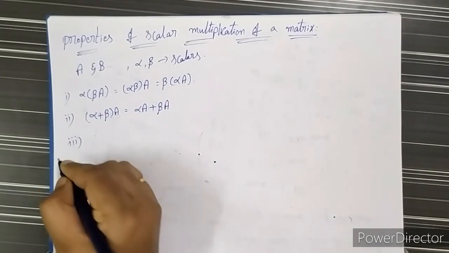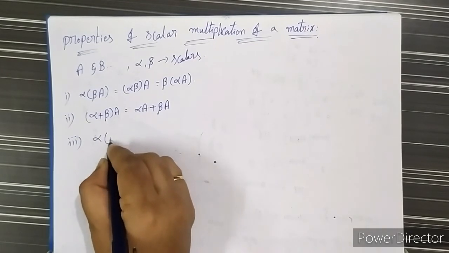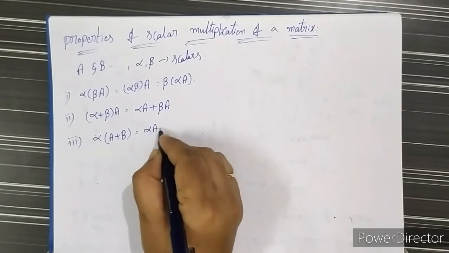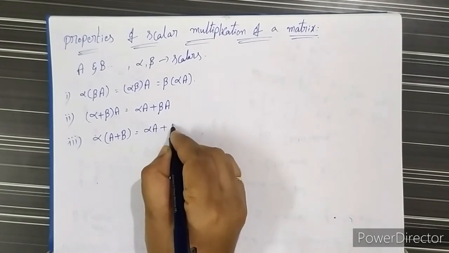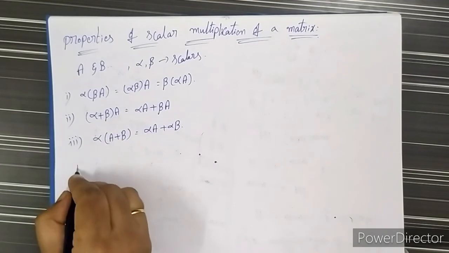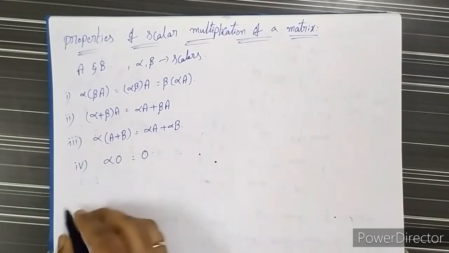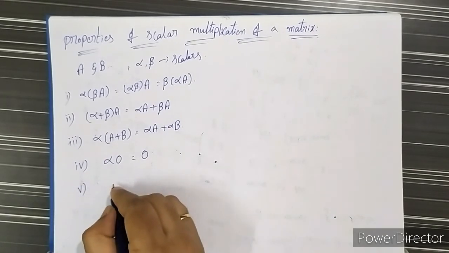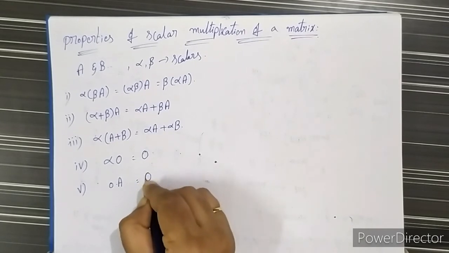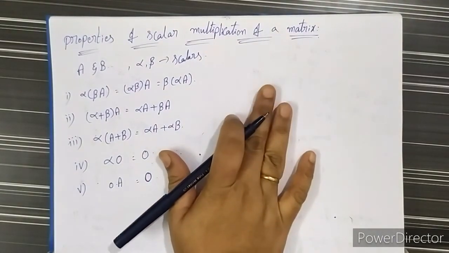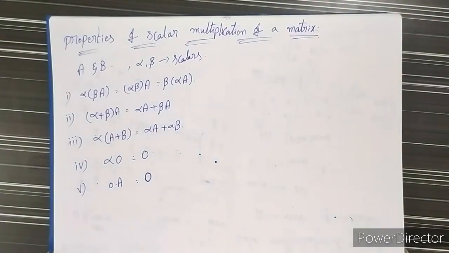The third property is alpha into A plus B is equal to alpha A plus alpha B. The fourth property is alpha into O equal to O. The fifth property is 0 into A is equal to O. These are the properties of scalar multiplication of matrices.